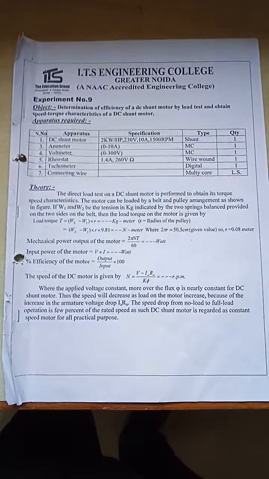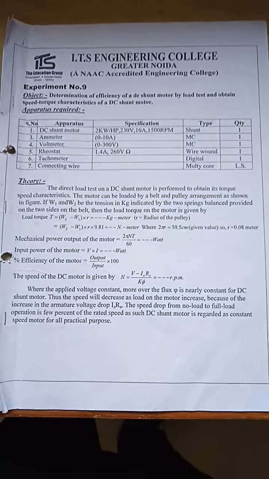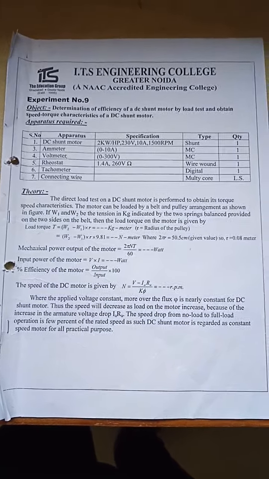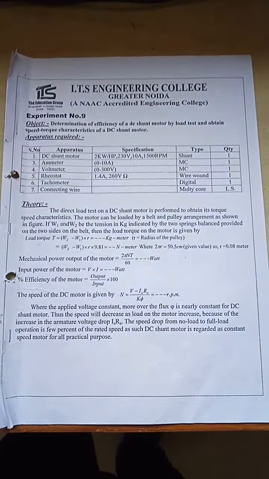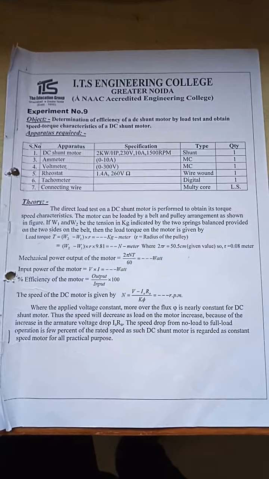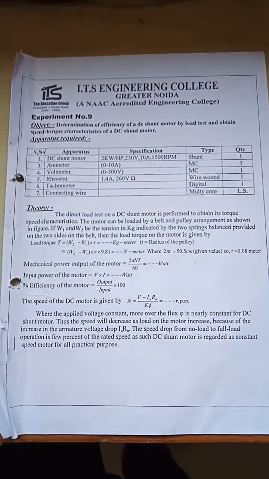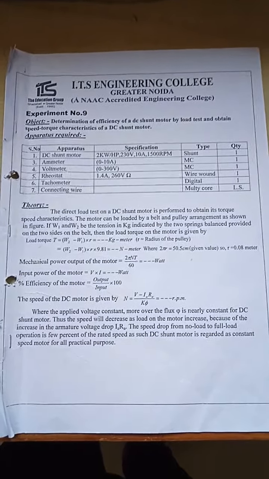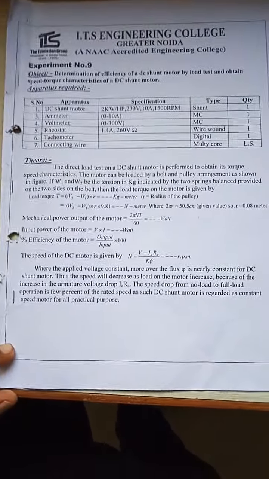Today we will perform the experiment determination of efficiency of a DC motor by load test and obtain the speed torque characteristics of a DC motor. So we will perform an experiment of a DC motor, and finally we will perform the load test and plot the speed versus torque characteristics for DC shunt motor. So this is the experiment, and theory of this experiment is in front of you.